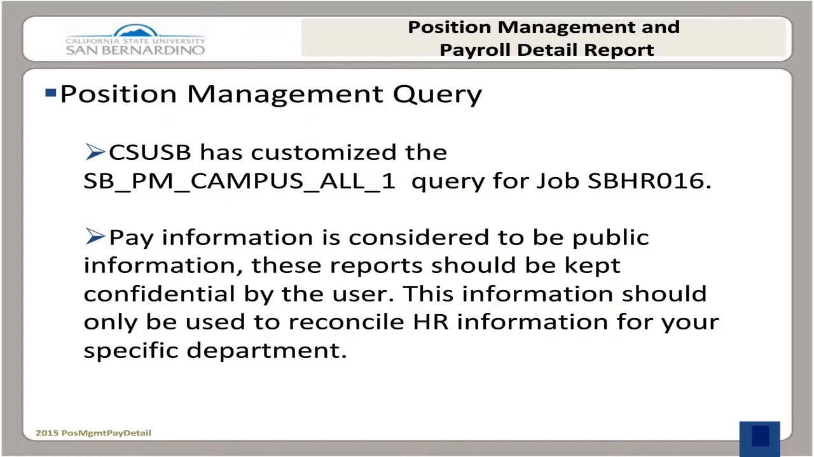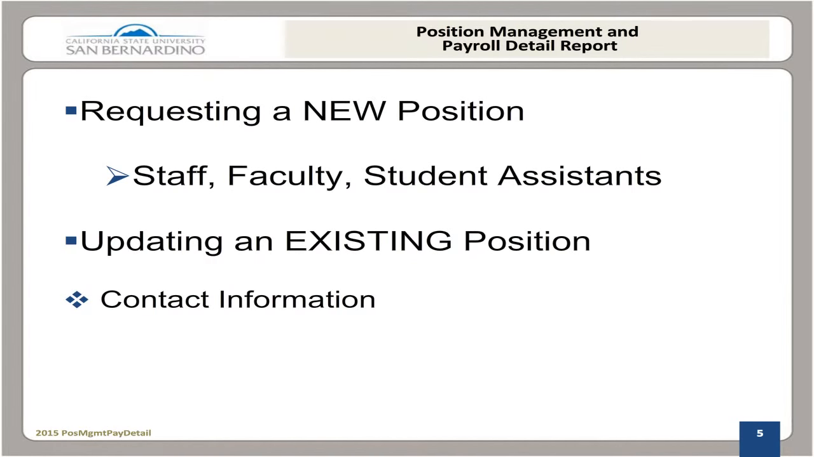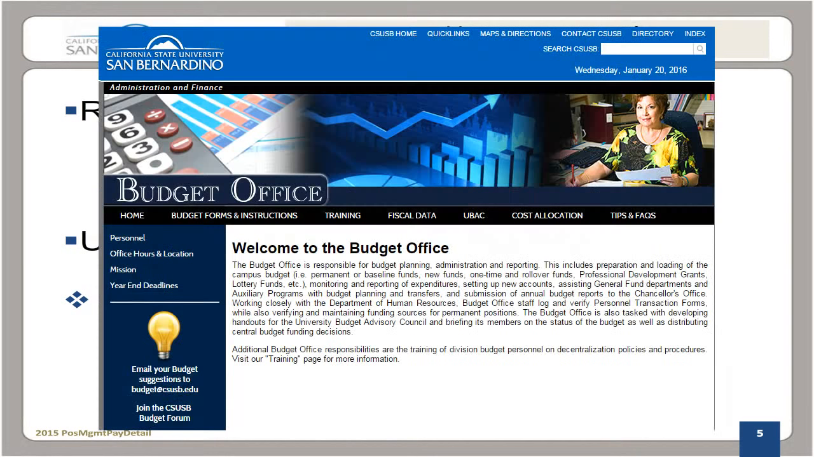As a reminder, pay information is considered to be public information. However, these reports should be kept confidential by the user. You have a responsibility to only use this information to reconcile HR reports for your specific department. Position management provides an accountability process to maintain all positions for CSUSB. To request a new position or update an existing one, please visit the campus budget website for more information.